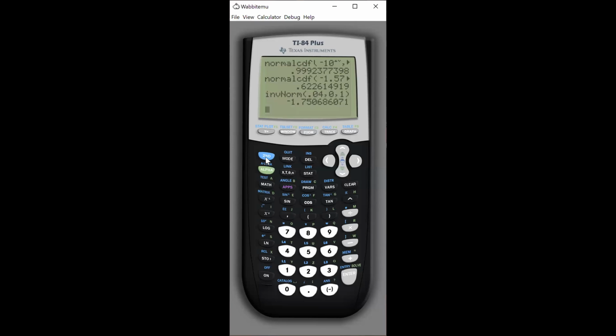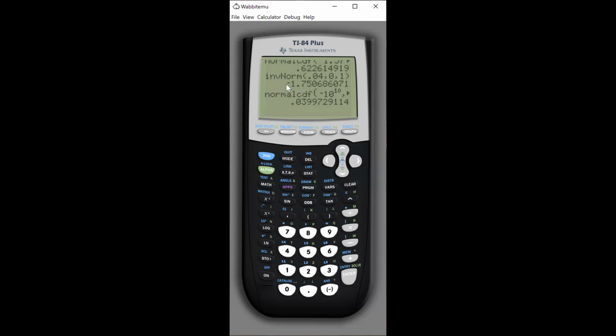So we go second, bars, normal CDF. We go negative 10 to the 10 power. We do upper bound is negative 1.751. You go mu is 0, sigma is 1, paste. You go to enter. And if you look at it, you get 0.03997.